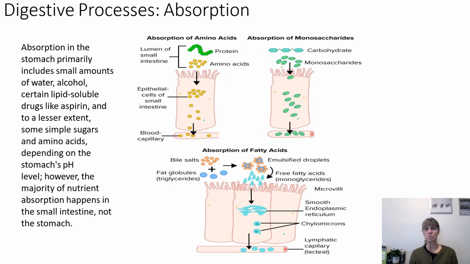When it comes to absorption, absorption in the stomach mostly includes small amounts of water, alcohol, and certain lipid-soluble drugs like aspirin, and to a lesser extent, some simple sugars and amino acids, depending on the level of pH in the stomach. However, the majority of nutrient absorption happens in the small intestines, not in the stomach.